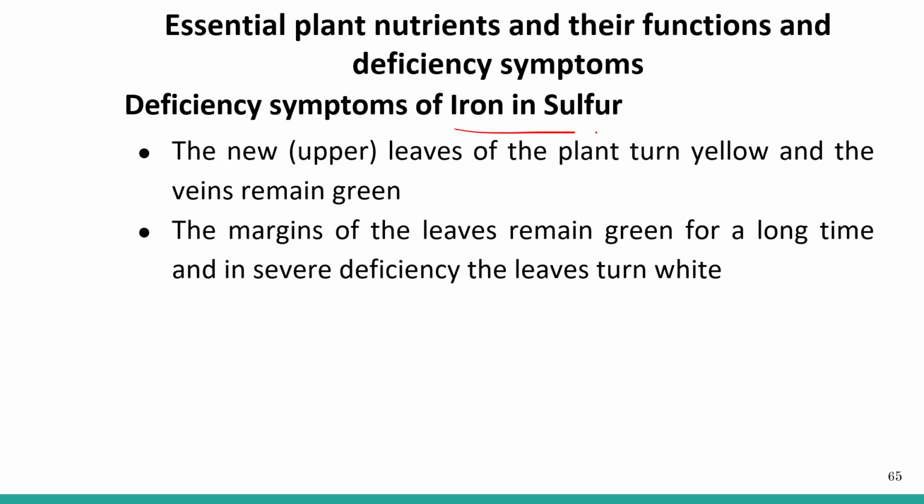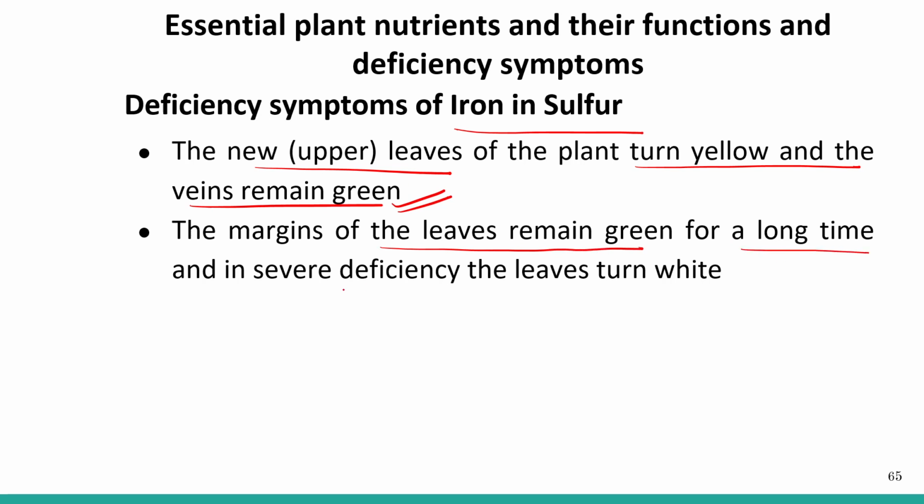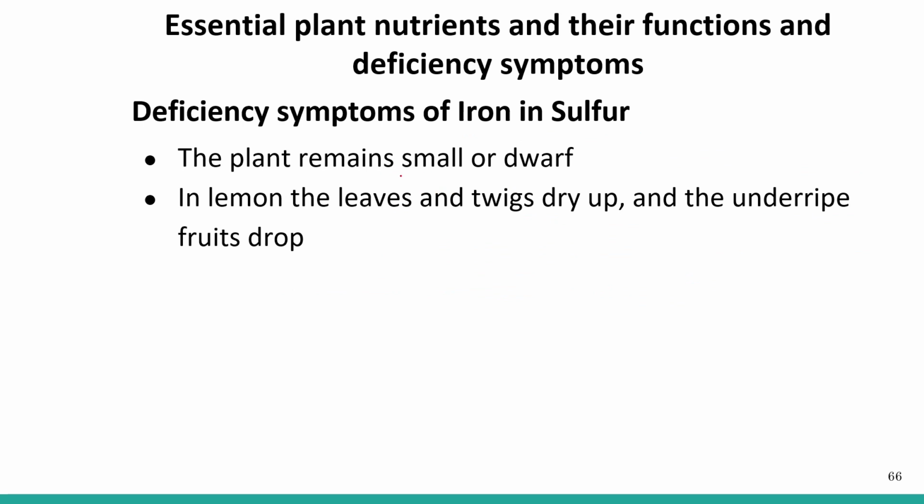Deficiency symptoms of iron and sulfur. The new upper leaves of the plant turn yellow and the veins remain green. The margin of the leaves remains green for a long time, and in severe deficiency leaves turn white. So leaves turn white, whereas the margin of the leaves is still green in color. The plant remains small or dwarf. So again, the plant is quite small or dwarf in nature. In lemon, the leaves and the twigs dry up and underripe fruits drop.